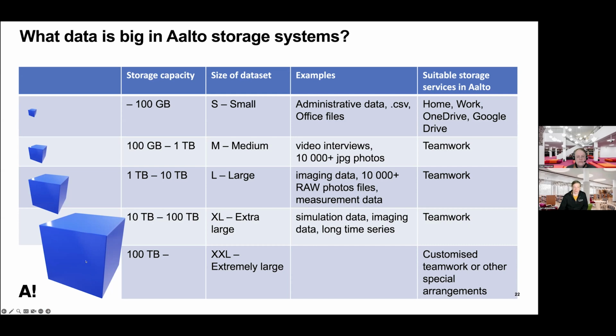So we have different categories here. Each time we tenfold the capacity, and the basic capacity setting is called small, but for many of us this will be plenty. For example, the default quota we have for the home directory is 100 gigabytes. You can store administrative data, office files, Excel, tabulated and structured data. A lot of the data in your research project could fit into this 100 gigabytes. So it will be plenty.